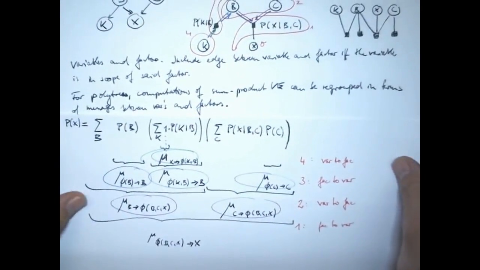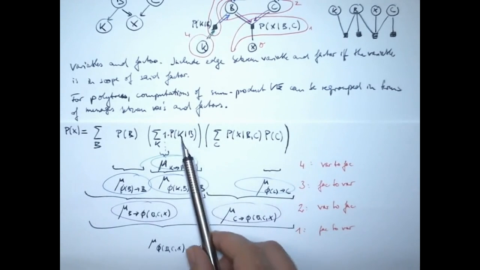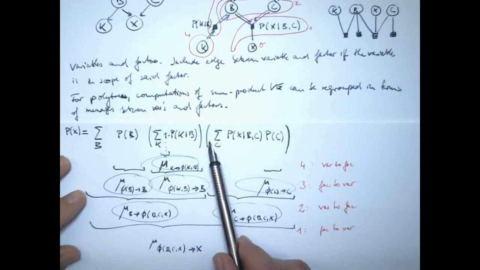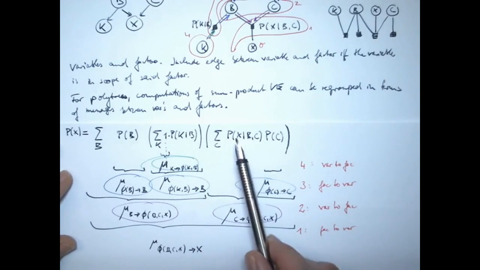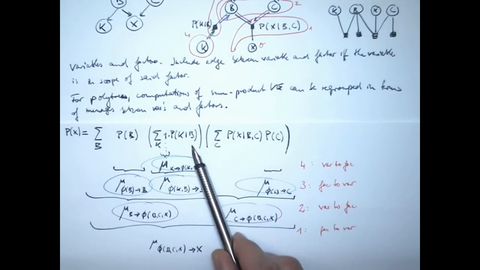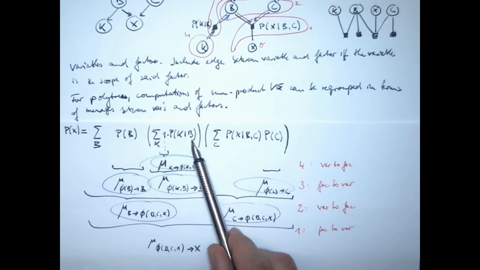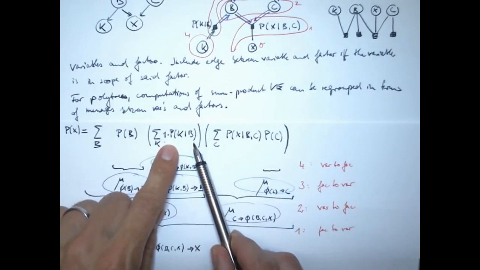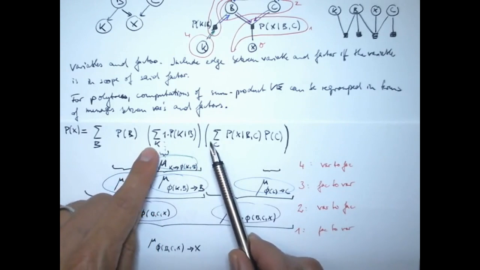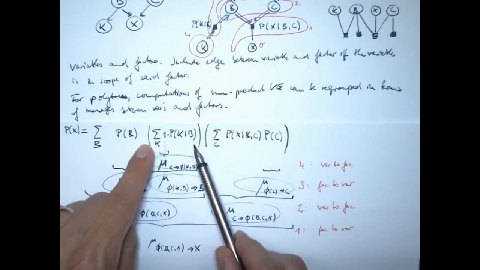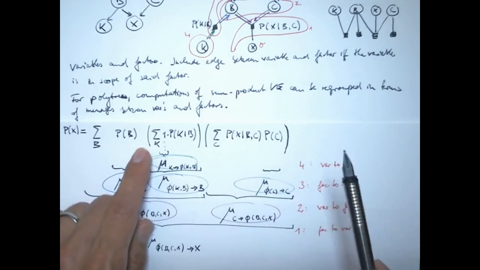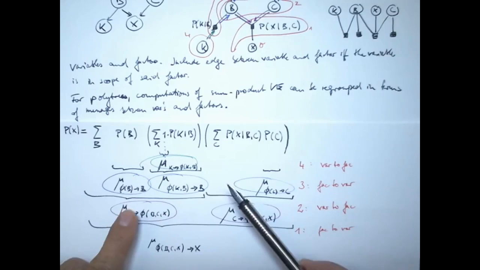You see the first message here would say, how do we like the variable b having value 0 or 1? You see, this is a p of k given b, a small probability table. And if I integrate out k, I get just 1, so that's not a good example, not very interesting. But let's take the next one.